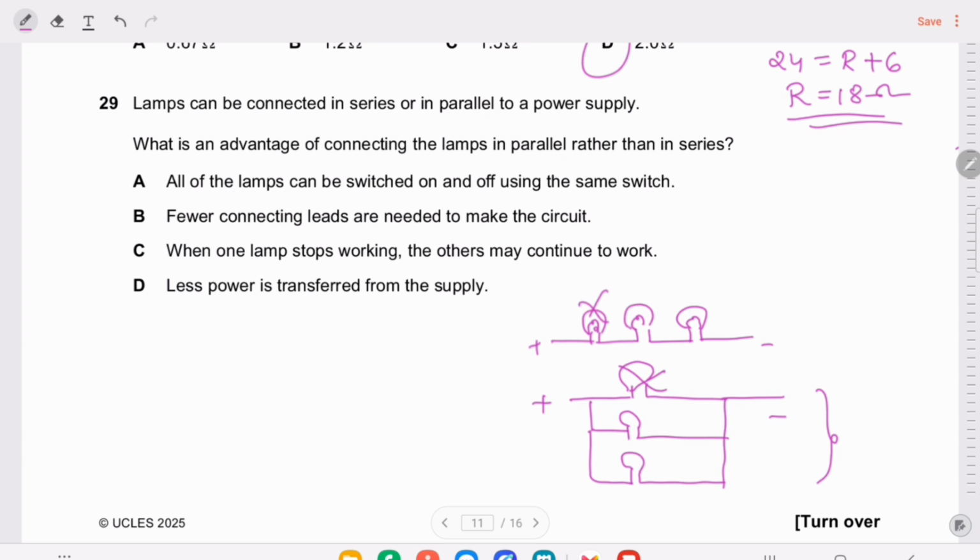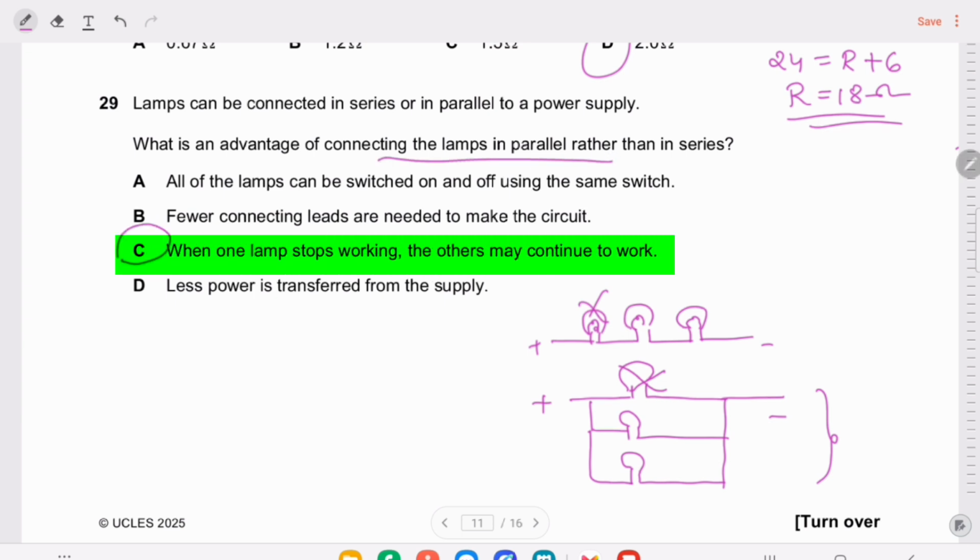They continue working. So imagine a building with 3 staircases. If one staircase is closed, people can still use the other two. That's exactly how parallel circuits work. So the advantage of connecting the lamps in parallel is that when a lamp stops working, the others may continue to work.